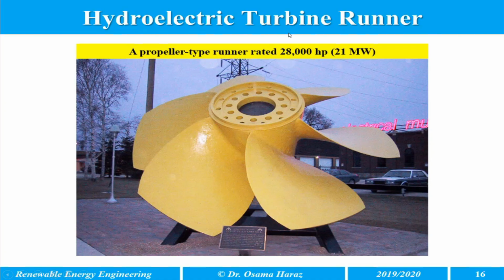Another type of hydroelectric turbine runner is called the propeller type. This propeller type runner is rated at 28,000 horsepower, or it generates 21 megawatts of electricity. And you see the runner is much bigger compared to a human being.